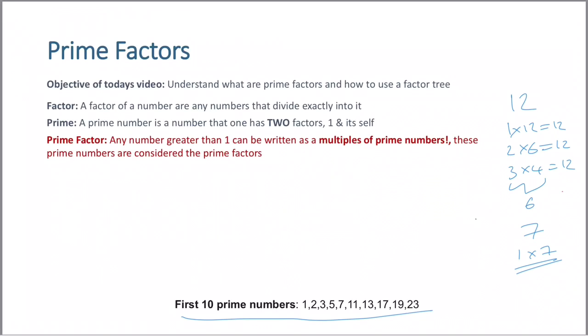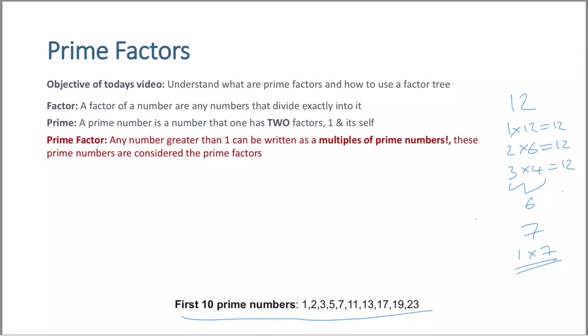So we know what a prime is, we know what a factor is, so what do we mean by a prime factor? So there's a statement that says any number greater than 1 can be written as a multiple of prime numbers, and these prime numbers are considered to be the prime factors. That sounds a bit confusing, but we can use an example to illustrate this.